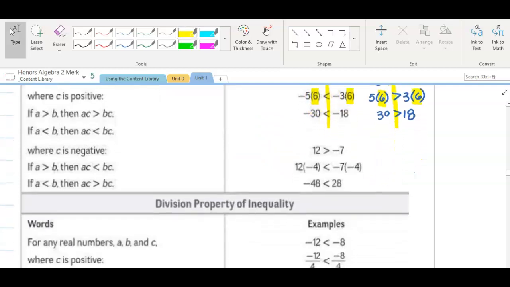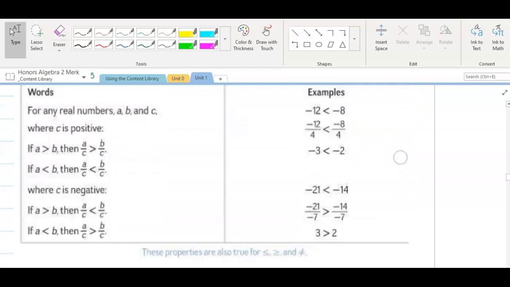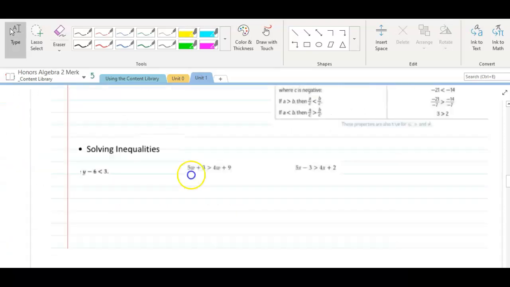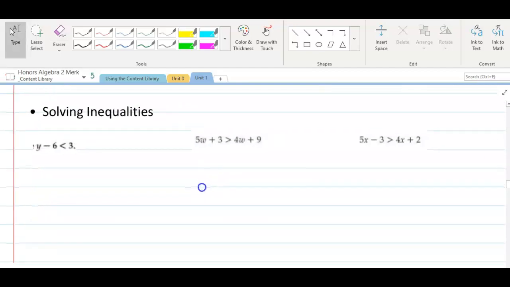On the contrary, look what happens down here when we multiply by a negative. The inequality symbol flips. It starts out greater than and it ends up less than. The same thing happens when we divide. When we divide by a positive number, nothing happens. When we divide by a negative number, the symbol starts out less than and ends up greater than. It flips, it switches.